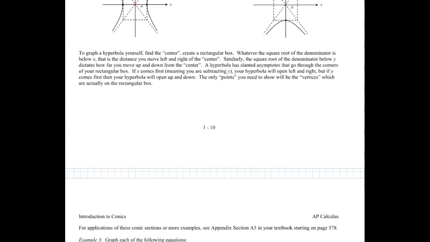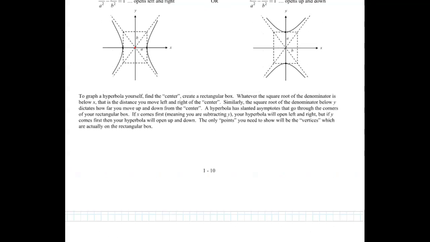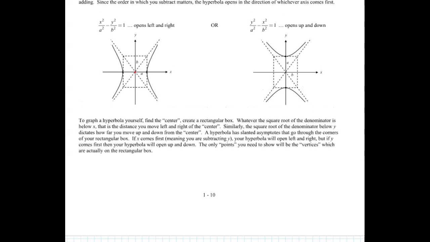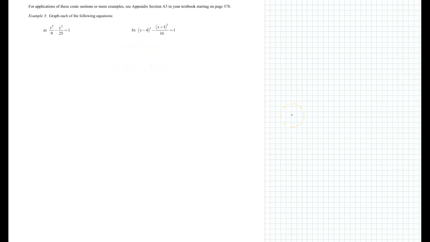The only points that we need to show will be called vertices, which will actually be on the rectangular box. They shouldn't be anywhere away from it. So our foci this time, instead of being in the center of our shape, are going to lie inside of our parabolas, something like that. And I say parabolas just because we're a little bit more familiar with parabolas, but they're not actually parabolas, they're actually hyperbolas.